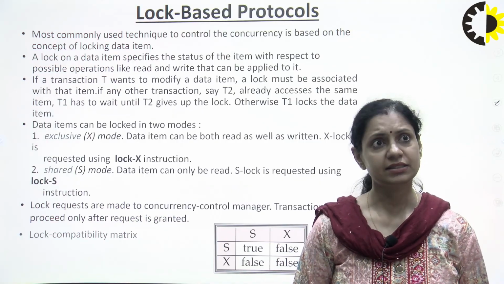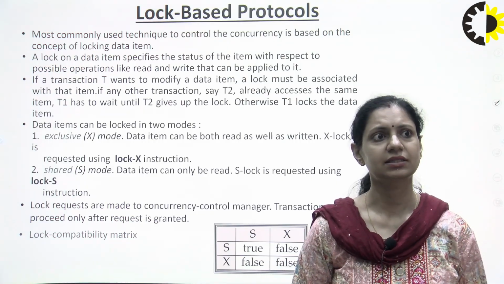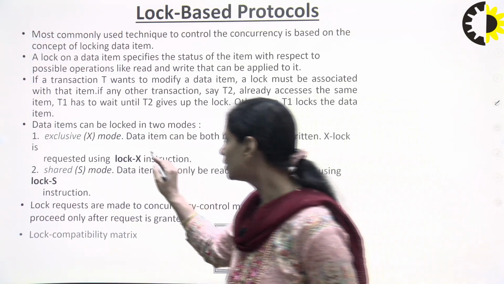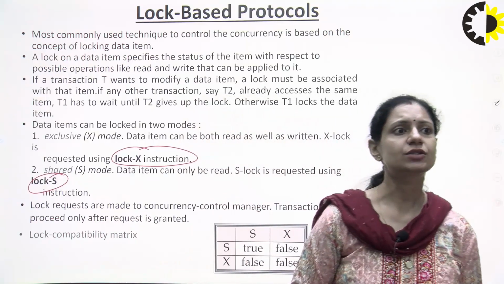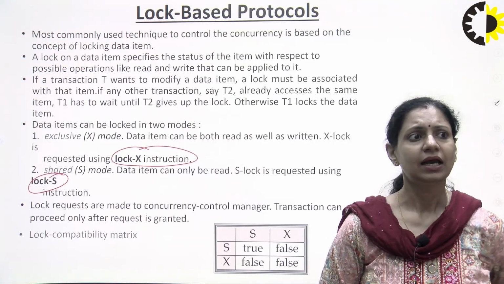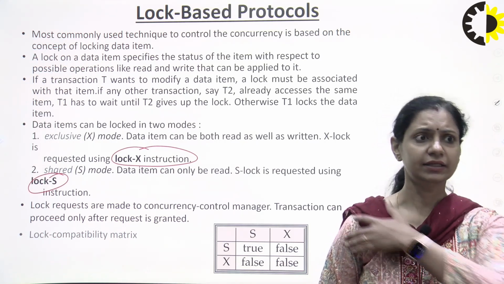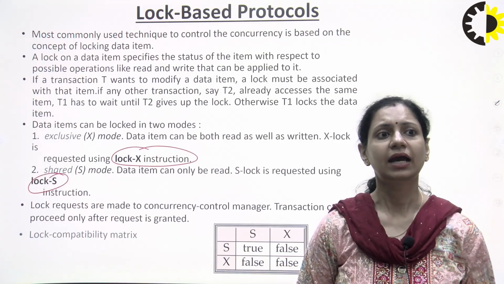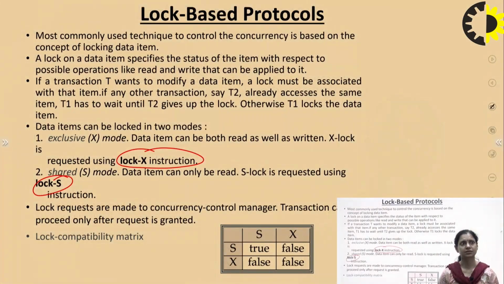So, let's start with the first protocol, that is the lock based protocol. The lock based protocol says that we have two types of locks over here. The first lock is the exclusive lock and the second is the shared lock. The exclusive lock says that the data item can be both read as well as written, and when we are talking about the shared mode, here the data item can only be read, and the shared lock can be requested using the lock S instruction.